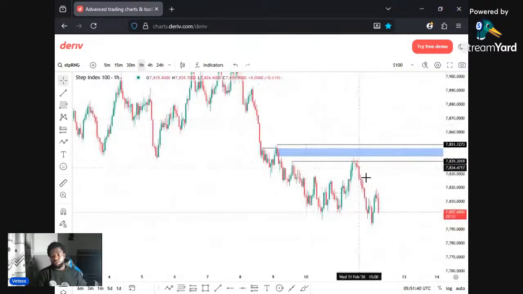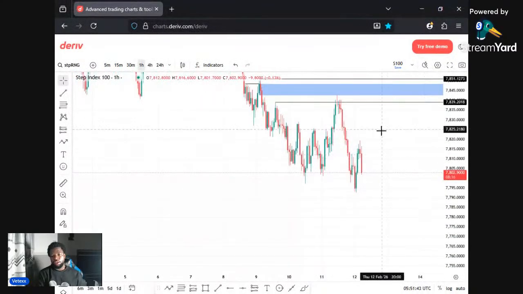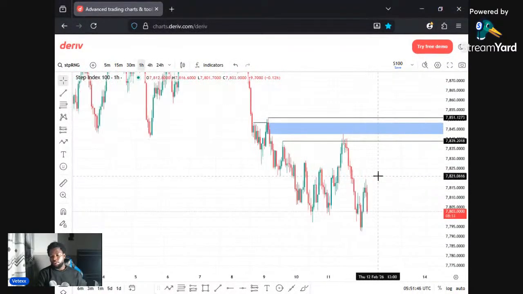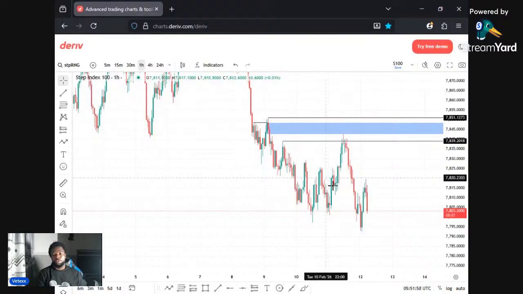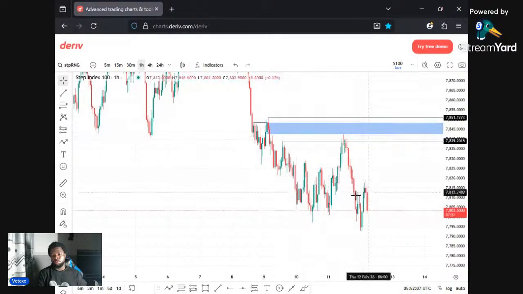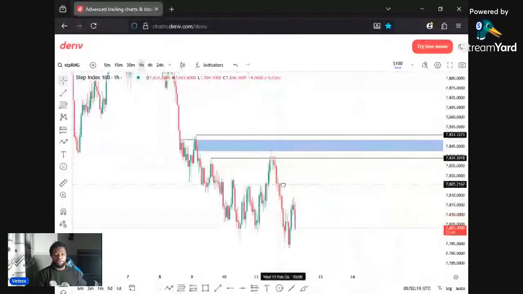Step 100 has already smashed the target. The one thing about Step 100 yesterday was that it gave us a continuation on the 1 hour time frame, but it never came back to it, just like V100. V100 would have given us a 1 to 10 risk to reward. Step 100 would have also given us 1 to 10 risk to reward. So that is like a total of 1 to 20 risk to reward yesterday. But they gave us a continuation structure and never came back. So sometimes it happens like that.